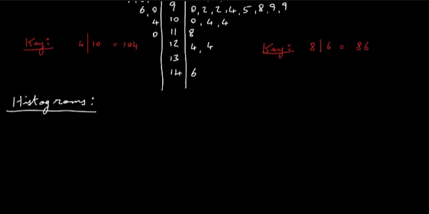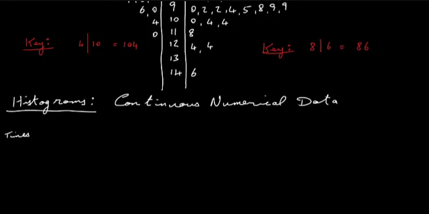Histograms. Now, histograms are used for continuous numerical data. So it's very similar to the bar chart, except the bars are all stuck together. So if we look at, let's say something like this, times, and let's say the number of people here.